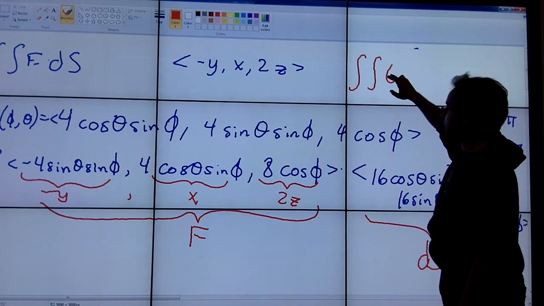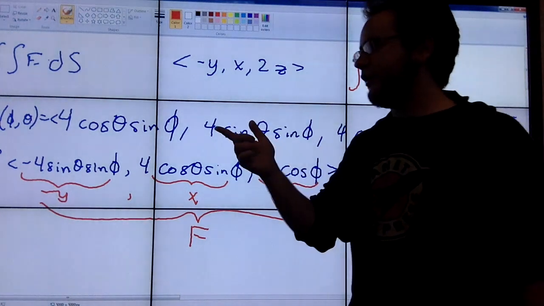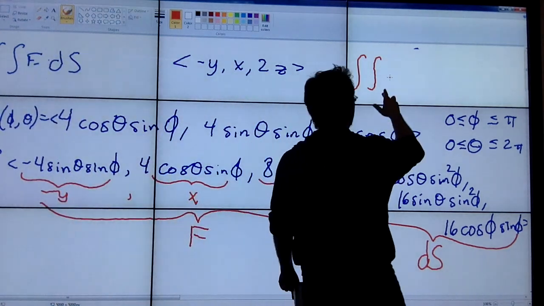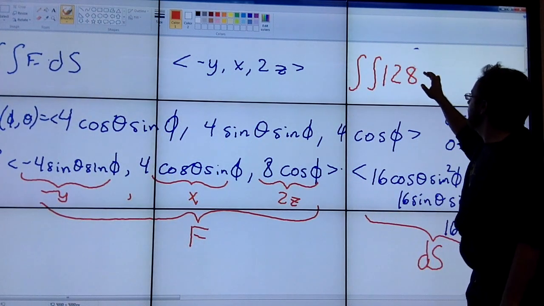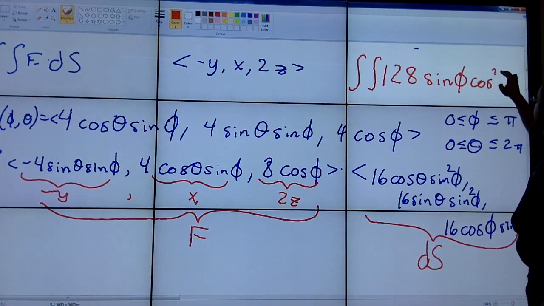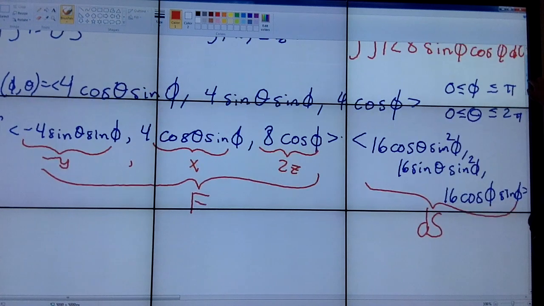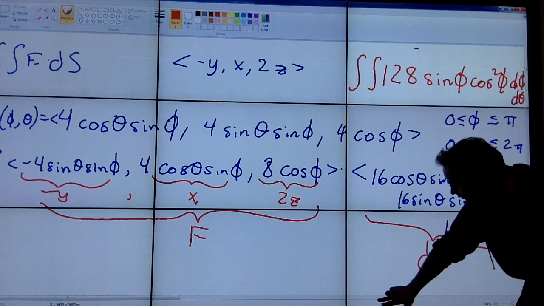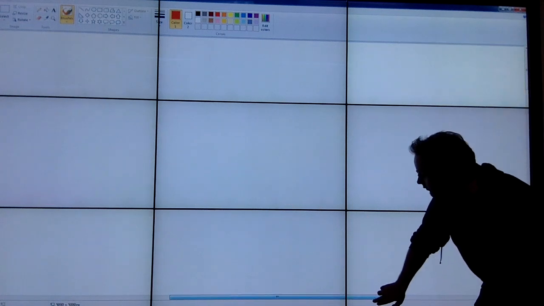Oh, I keep wanting to go to my laptop to undo. 8 times 16, 128 sine phi cosine squared phi d phi d theta. Oh, okay, no. D phi, d theta. Oh, I can do this. Not quite.